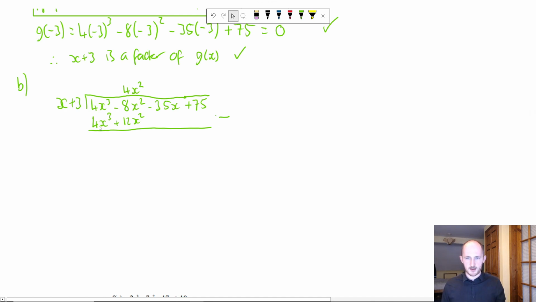So 4x cubed minus 4x cubed, of course, is 0, so I'm not going to write it. Minus 8x squared minus 12x squared would give me negative 20x squared. And then if you notice, there's nothing under these two. Two ways to look at this. One way is you can say it's minus 35x minus nothing, which of course is minus 35x.